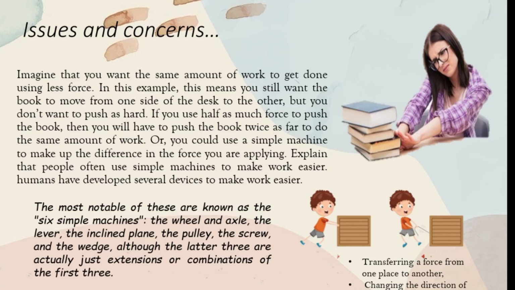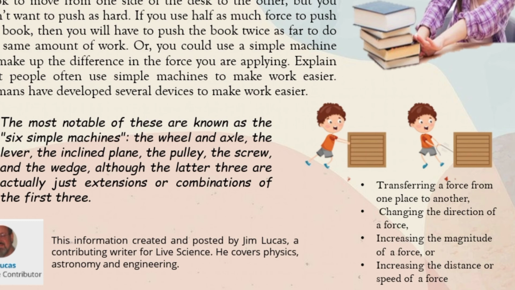Because work is defined as force acting on an object in the direction of motion, a machine makes work easier to perform by accomplishing one or more of the following. According to Jefferson Love, it will be transferring a force from one place to another, changing the direction of a force, increasing the magnitude of a force, or increasing the distance or speed of a force.